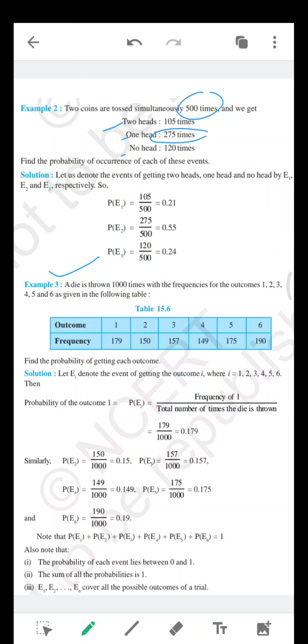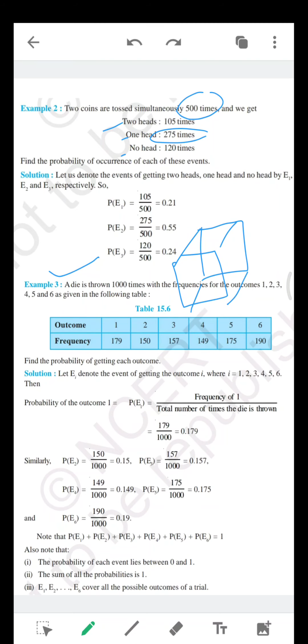In this example, a die is thrown 1000 times. When we throw a dice, you know very well what the different outcomes are. There are 6 possible outcomes on a die: 1, 2, 3, 4, 5 or 6. When you throw a dice, you may get any of these outcomes.